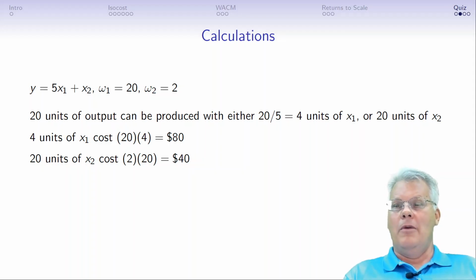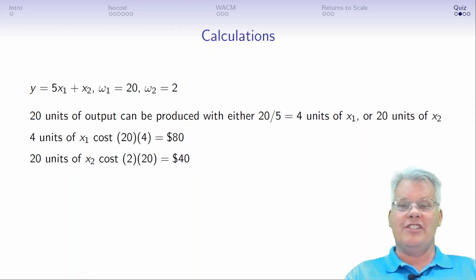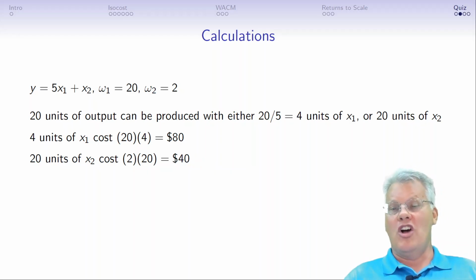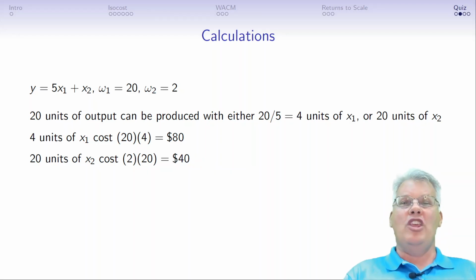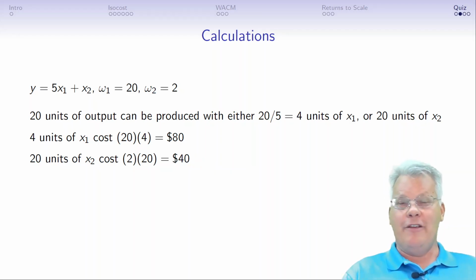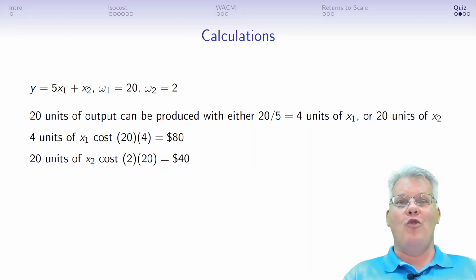So she can produce 20 units of output with 4 units of factor 1 or 20 units of factor 2. 4 units of factor 1 cost $80. 20 units of factor 2 cost $40. She will want to produce using factor 2 at a cost of $40.